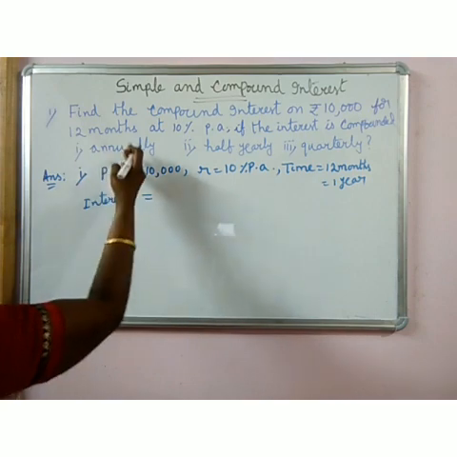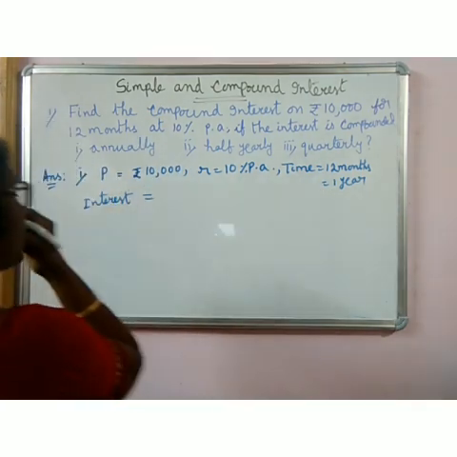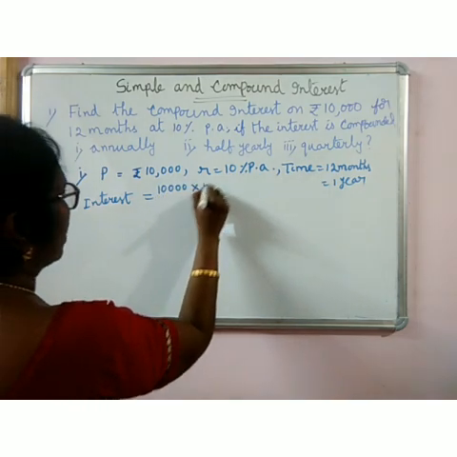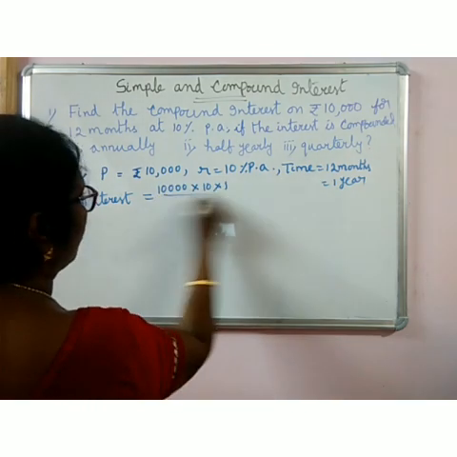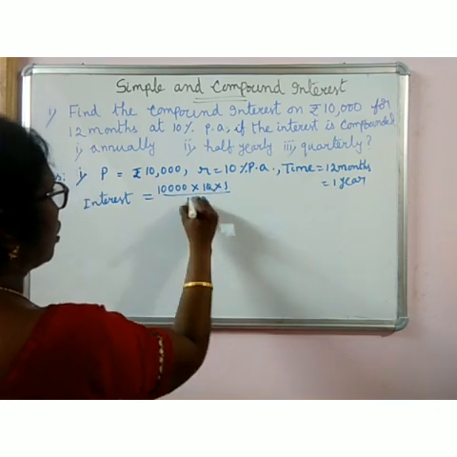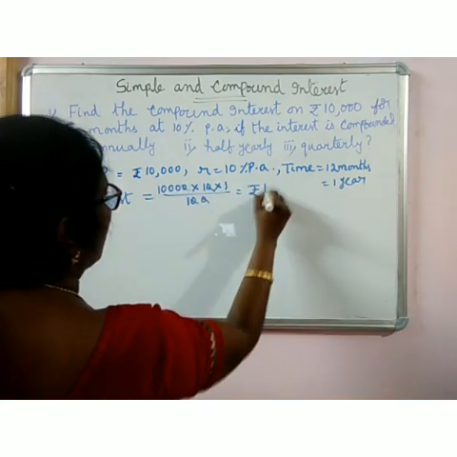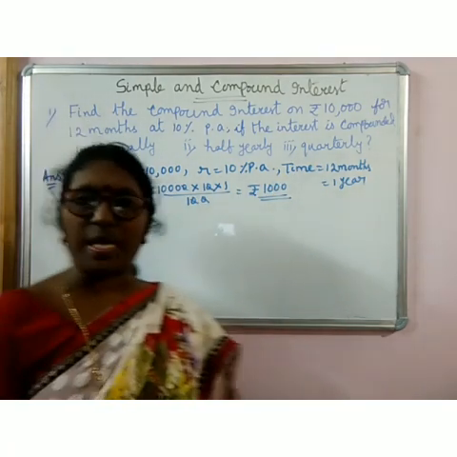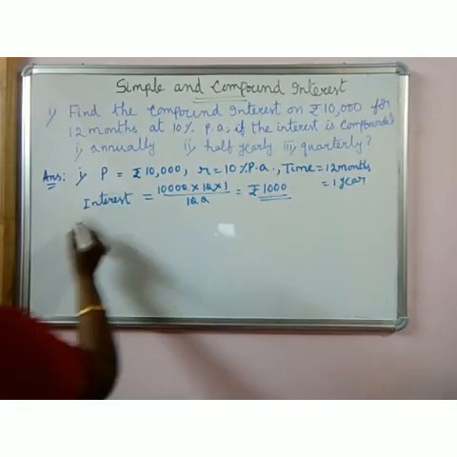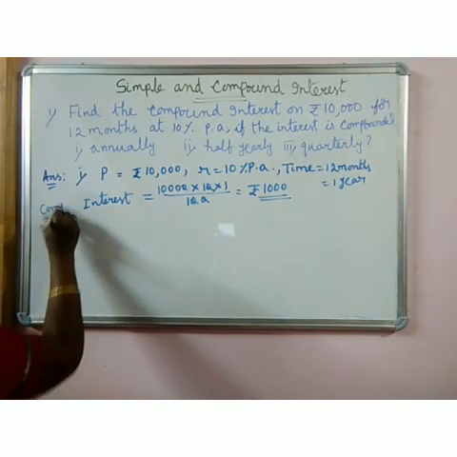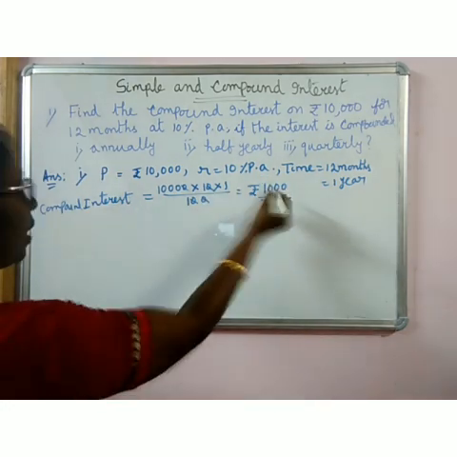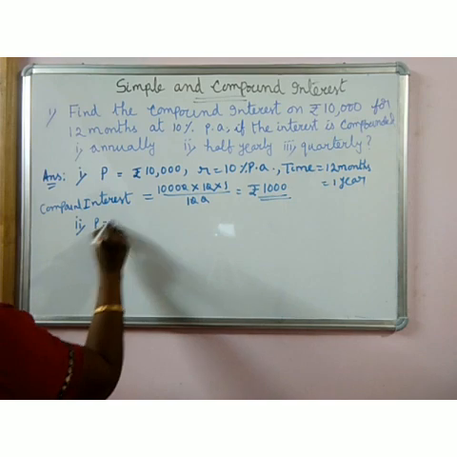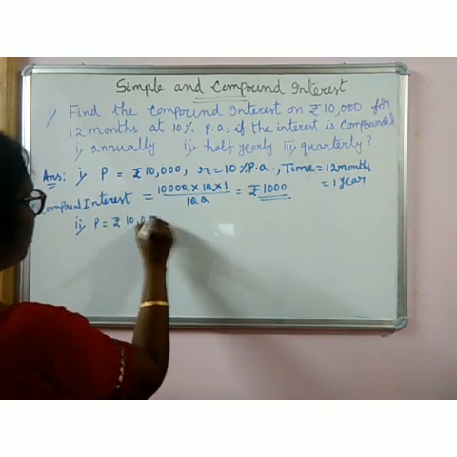If the interest is compounded annually and time is 1 year, only once you have to find. You know that P into R into T by 100: 10,000 into 10 into 1 by 100. Zeros cancelled. You will have 1,000 rupees. So first bit is done. This is very simple. First bit, compound interest is 1,000 rupees.